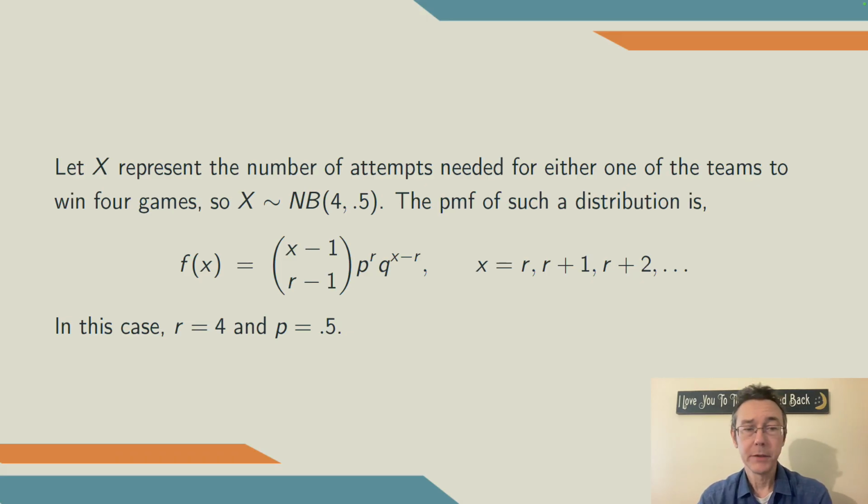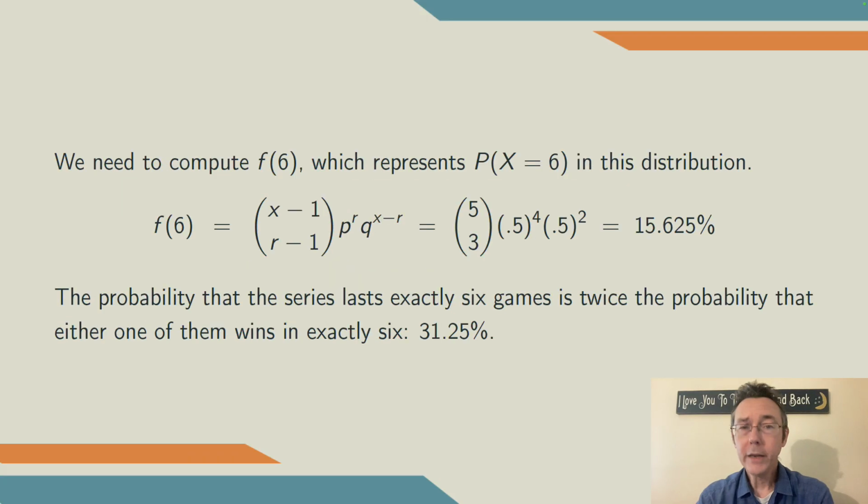I've written the probability mass function of that negative binomial distribution here. Basically, you've got to get all but one of your wins in the first x minus 1 games. The series could last 4, 5, 6, or 7 games. That's r plus 1, r plus 2, and r plus 3. So we need to compute f of 6 in that probability mass function f of x.